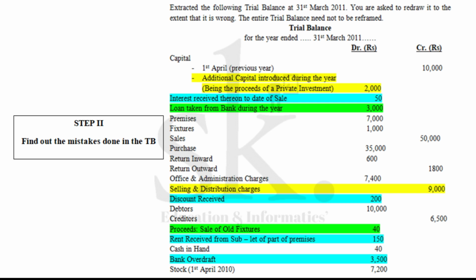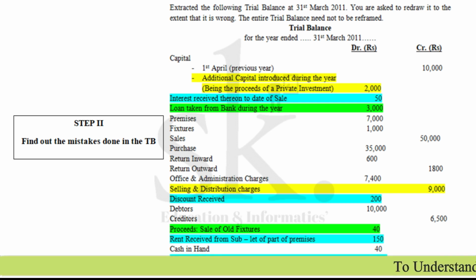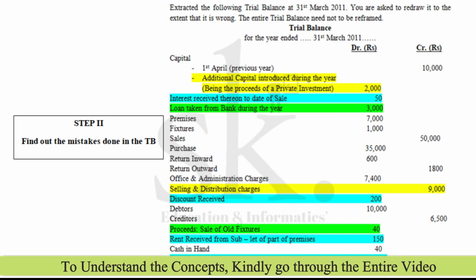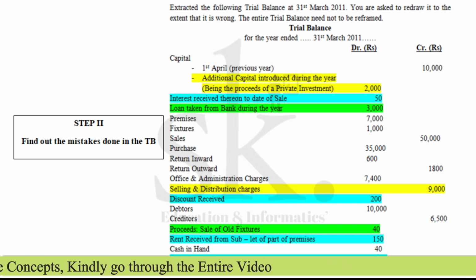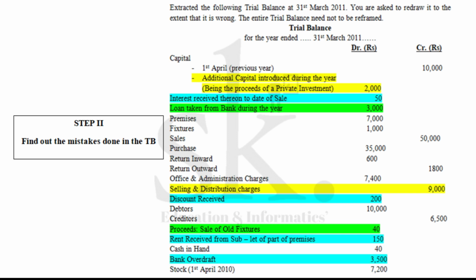Return inward, what is return inward? That means you have sold and the goods have returned back. Sales is credit, sales return has to be debited. So it's on the debit side, rupees 600. Return outward is purchase return. That means you have purchased and thereafter you are returning it back. So return outward has to be credited. It's on the credit side, rupees 1,800. Office and administration charges, 7,400, is an expense, has to be debited. It's on the right side.